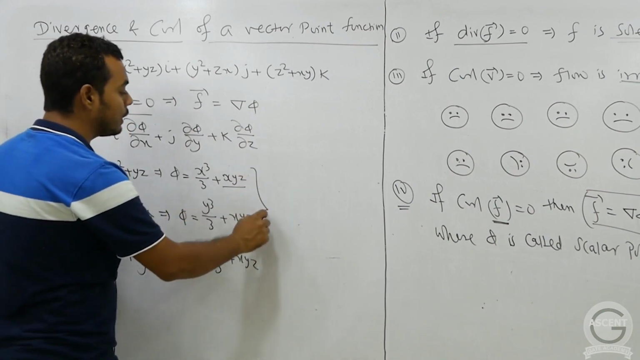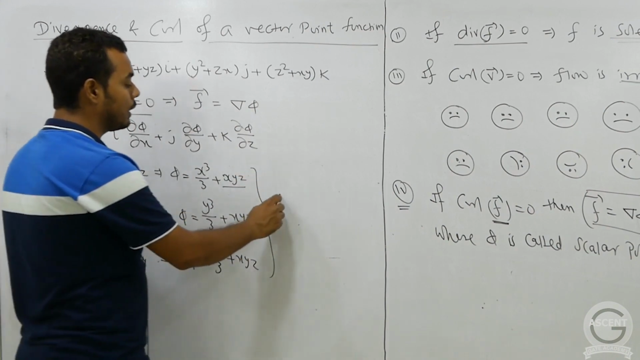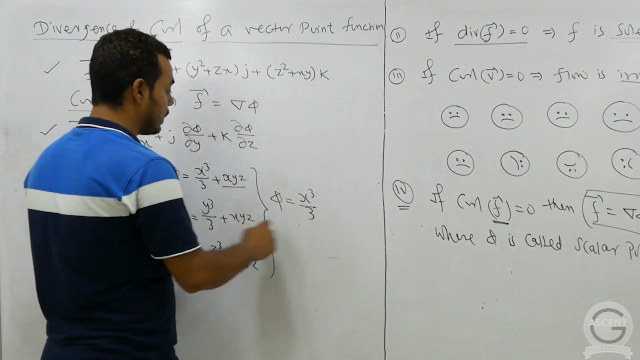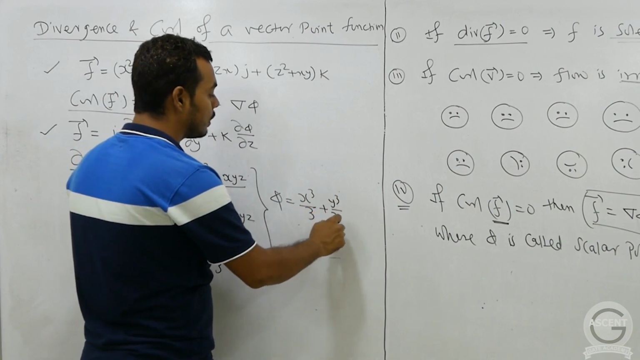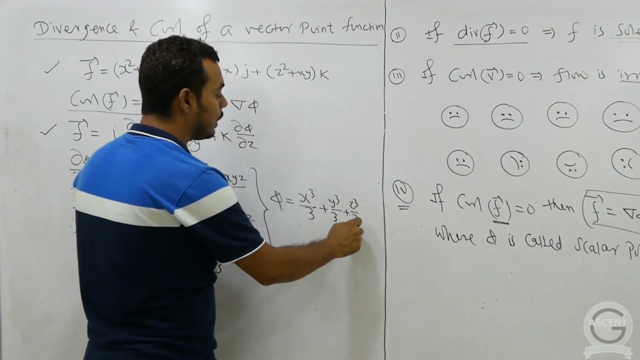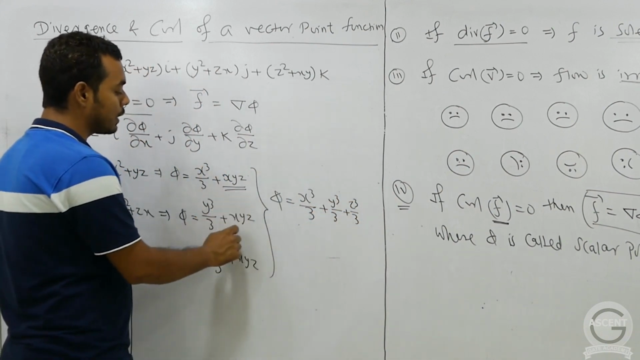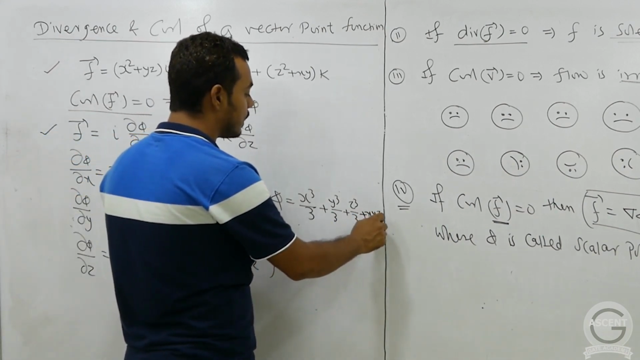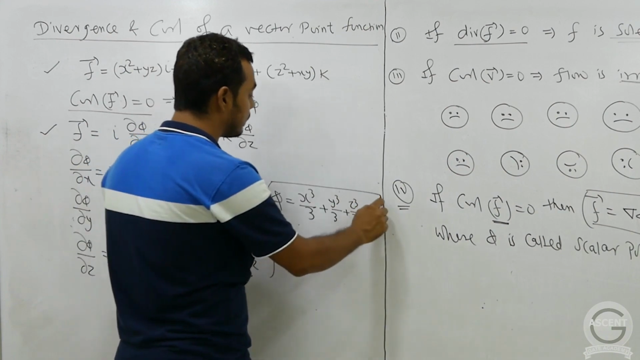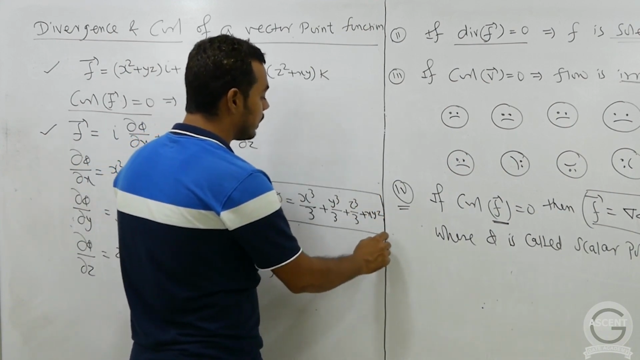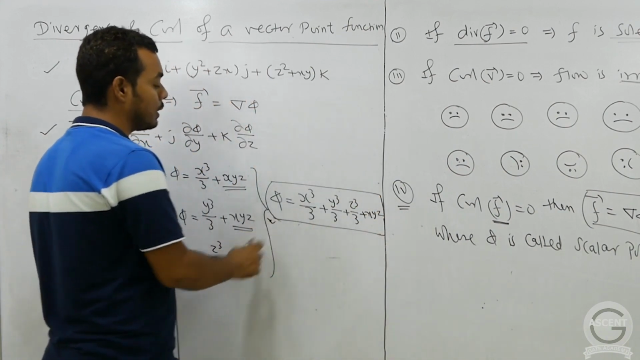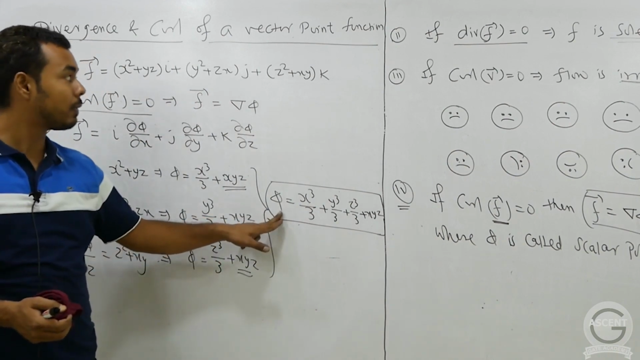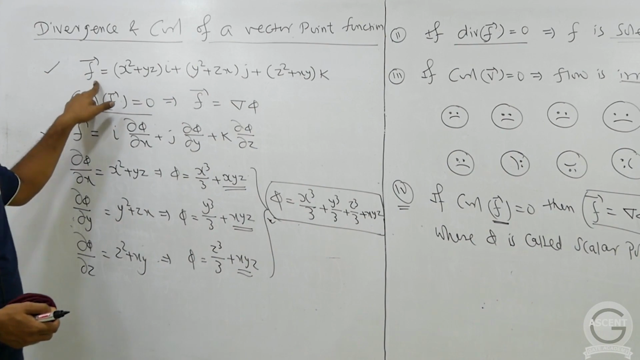Now if you combine these three, then you can write that phi will be x cube by 3 plus y cube by 3 plus z cube by 3, and you have 3 times xyz, so you have to write this only once, plus xyz. Only write distinct terms from here. So this will be the value of phi, this will be the scalar potential. And you can see that if you calculate gradient of phi, then you will get this function f.